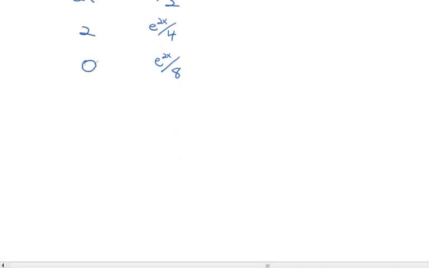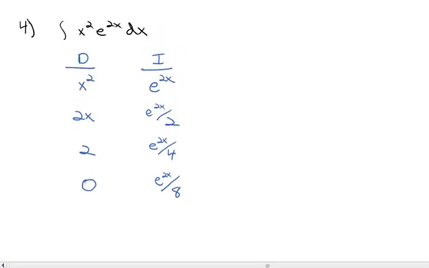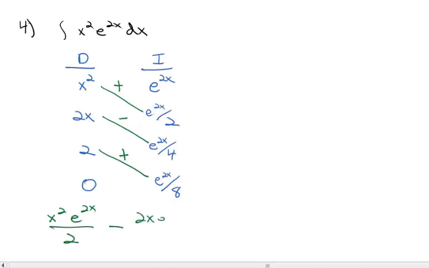Now we just draw our lines diagonally all the way down and alternate signs. Plus, minus, plus. So we have, for our final answer, x squared e to the 2x over 2. Then we have a minus. The second column is 2x e to the 2x over 4. Next we have a plus, and the final column is 2 e to the 2x over 8.